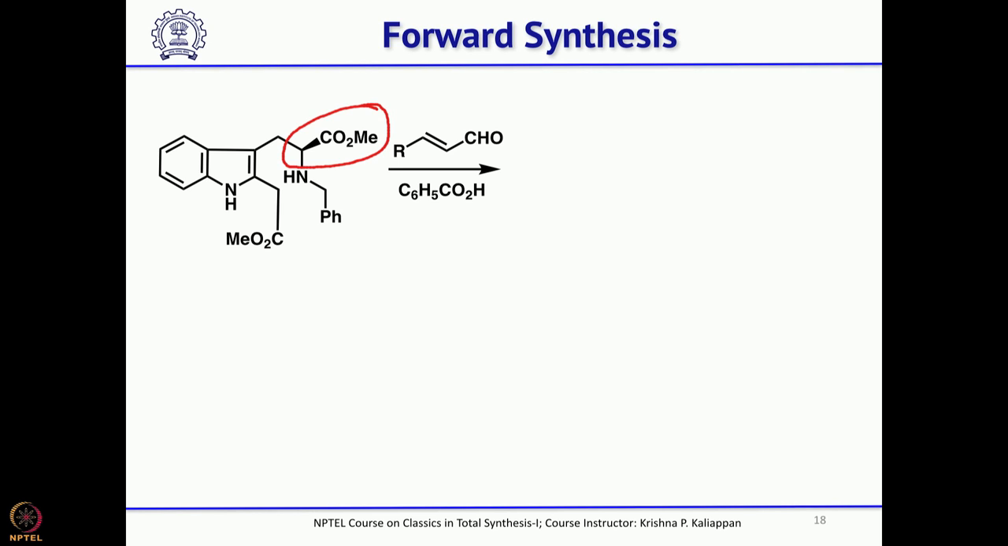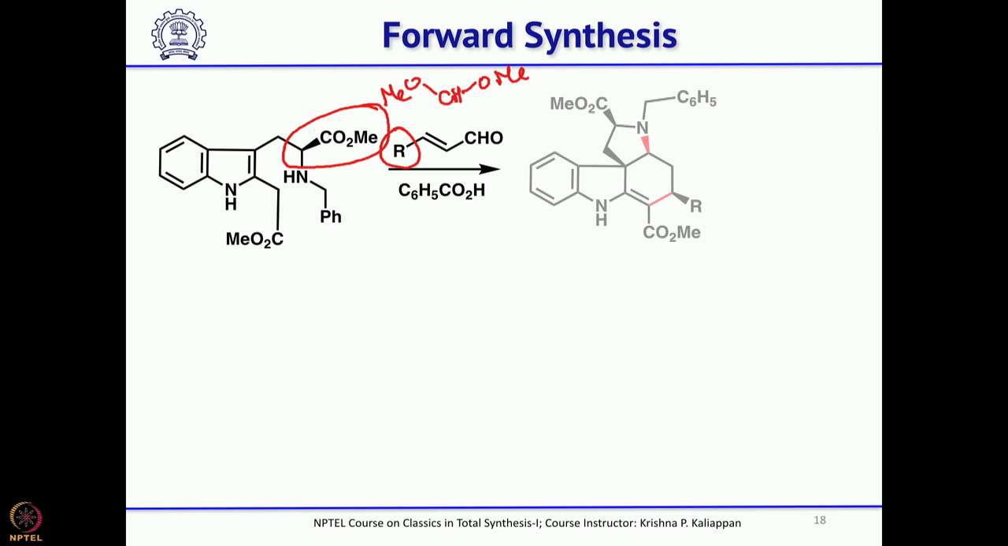Then he treated with this alpha beta unsaturated aldehyde, with R being CH(OMe)2. So you do the same reaction and you get the same product, and here this is CH(OMe)2. The main difference is this compound is chiral. So because of one chiral center present, you can now make 3 chiral centers.